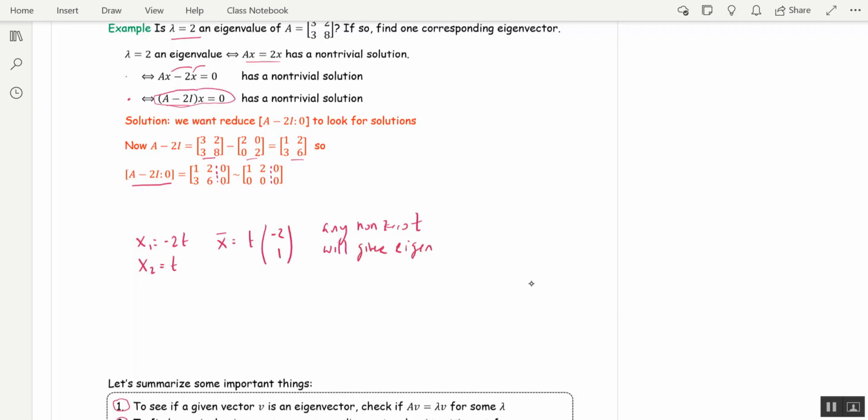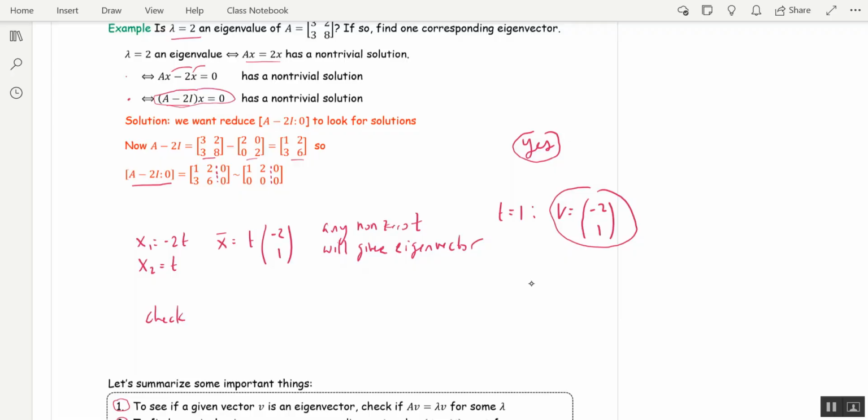So let's take t equal to 1, and then we would get v equal to negative 2, 1. That would be an eigenvector corresponding to lambda equals 2. So lambda equals 2 is an eigenvalue. So the answer to the question is yes. And here's one corresponding eigenvector. And we can check it.